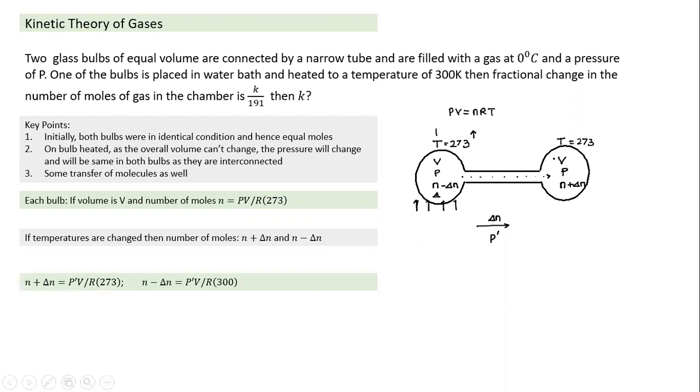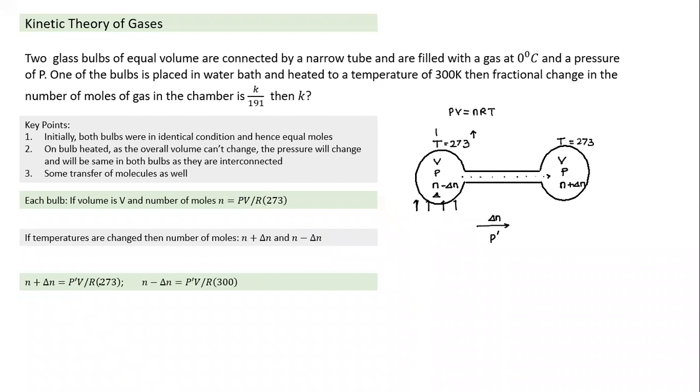That's the only thing we are going to do, because both are not identical now. So the initial equation, which we applied for one bulb, was valid for the second bulb as well. Now, this is the volume I apply again. So this is N plus delta N.